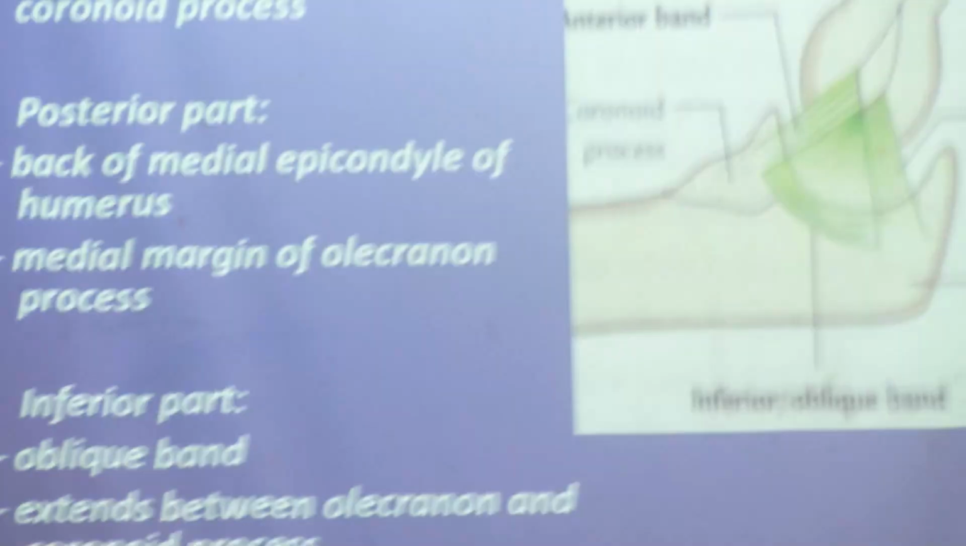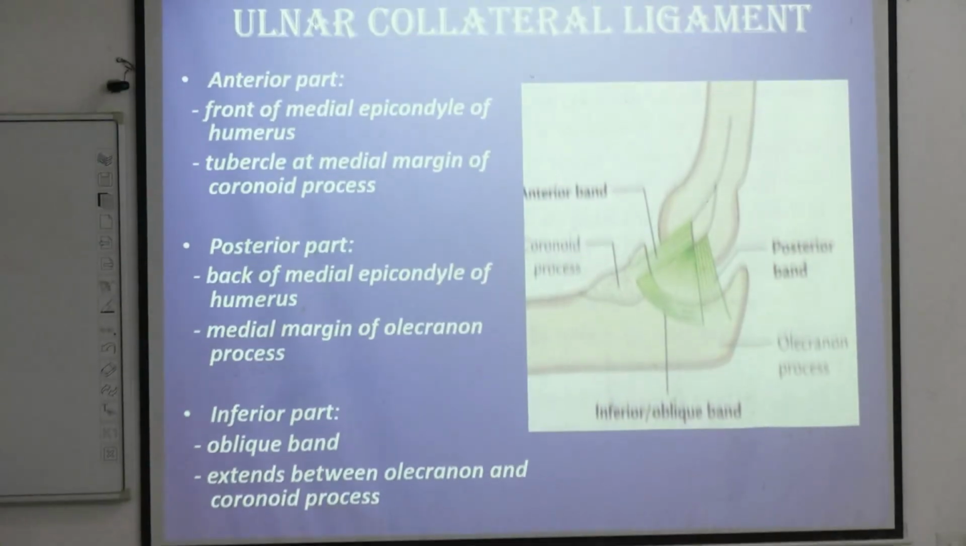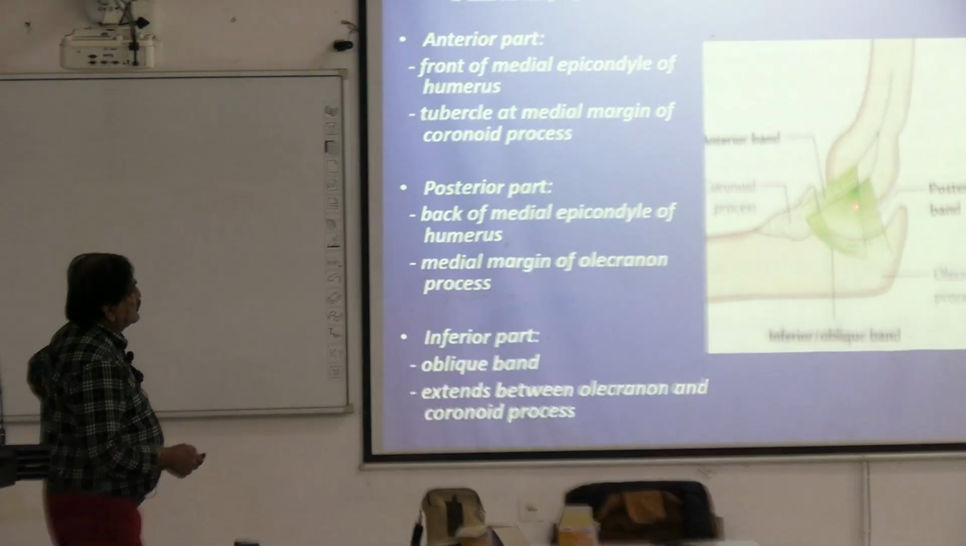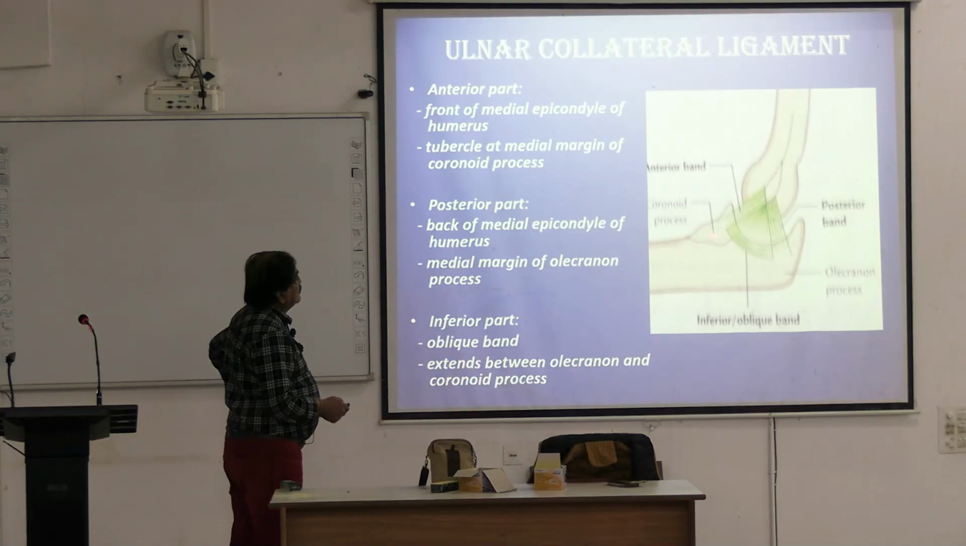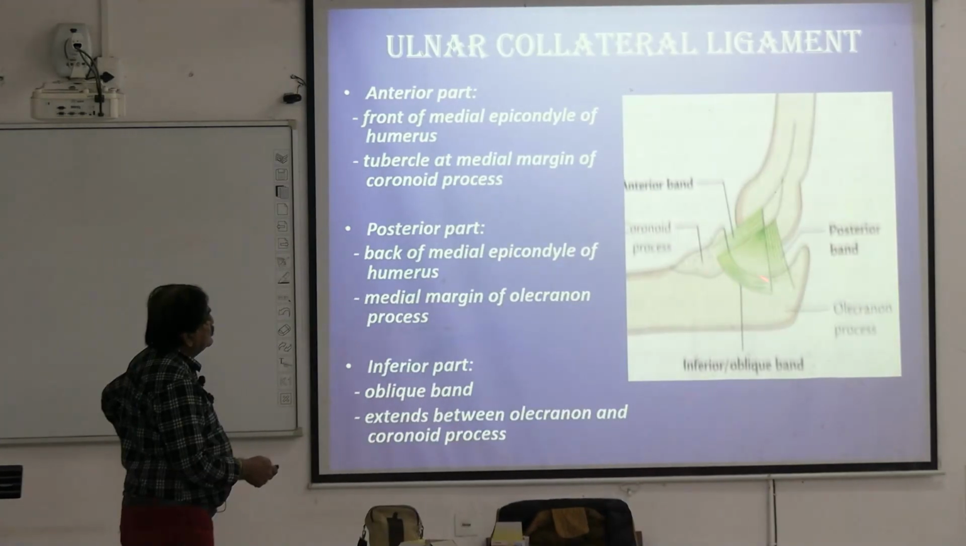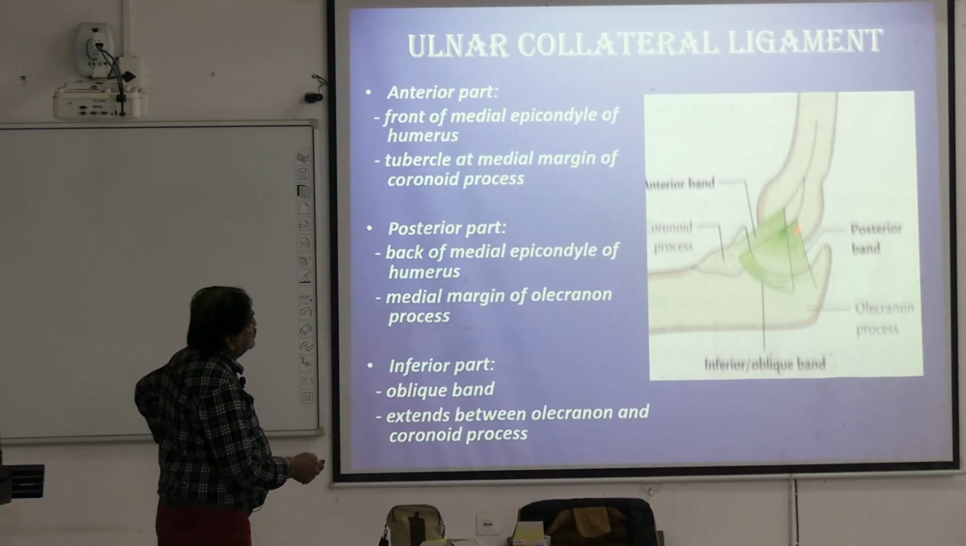Now, the ulnar collateral ligament: the anterior part is in front of the medial epicondyle of the humerus, to the tubercle at the medial margin of the coronoid process. The posterior part is at the back of the medial epicondyle of the humerus, to the medial margin of the olecranon process. The inferior part, the oblique band, extends between the olecranon and the coronoid process. This is the anterior band. This is the coronoid process. This is the posterior band.